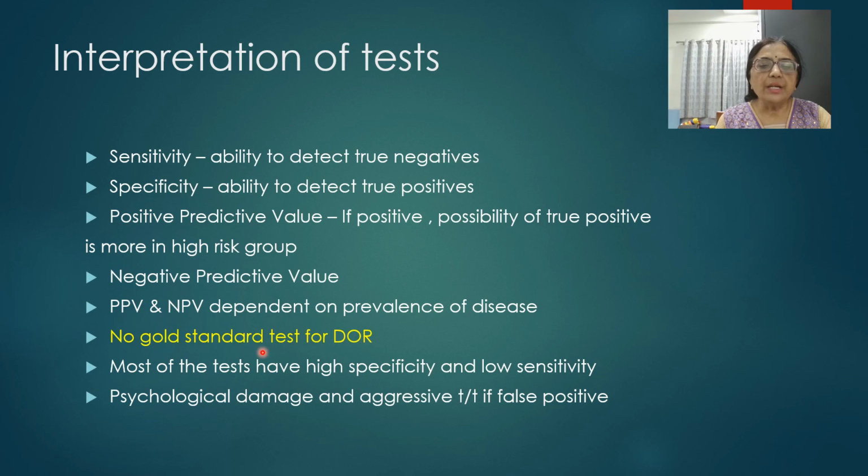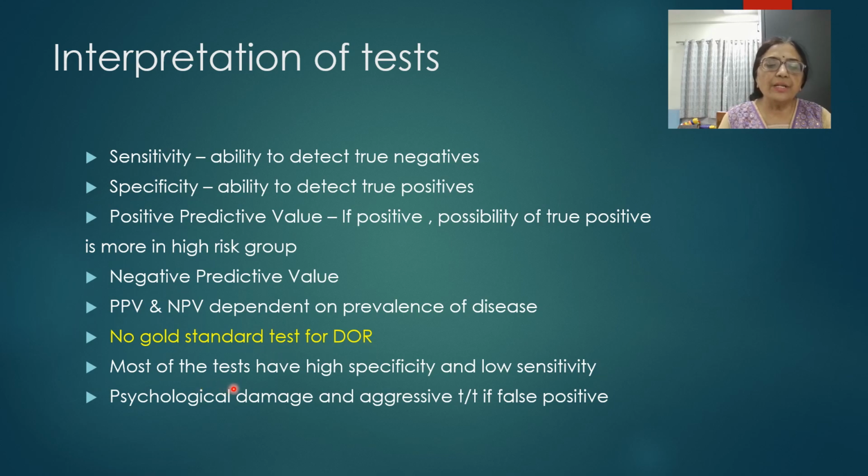Unfortunately, there is no gold standard test for diminished ovarian reserve. As opposed to when we do a screening test for pre-invasive cancer of the cervix, suppose we are doing HPV testing or cervical cytology, we do have cervical biopsy as a gold standard to compare. But as opposed to that, for diminished ovarian reserve, there is no gold standard test.